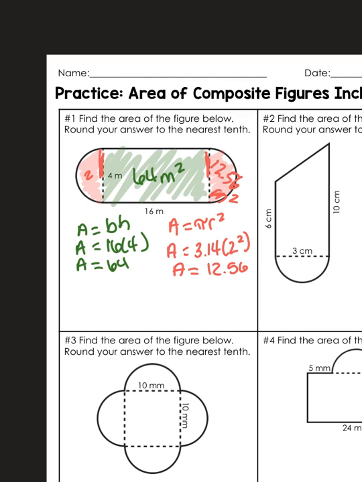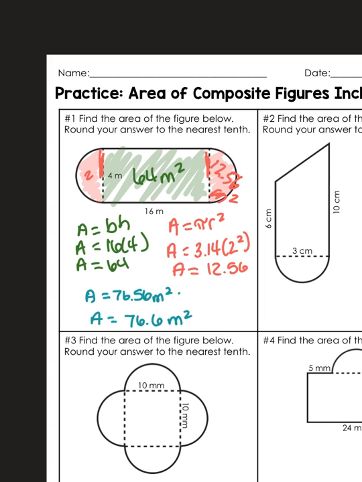But now, what do I have to do? Now I have to add them together to find the area of the total composite figure. So if I add them together, I'm going to get 76 and 56 hundredths square meters. Now it does say round to the nearest tenth, so I'm going to say 76 and 6/10 square meters.